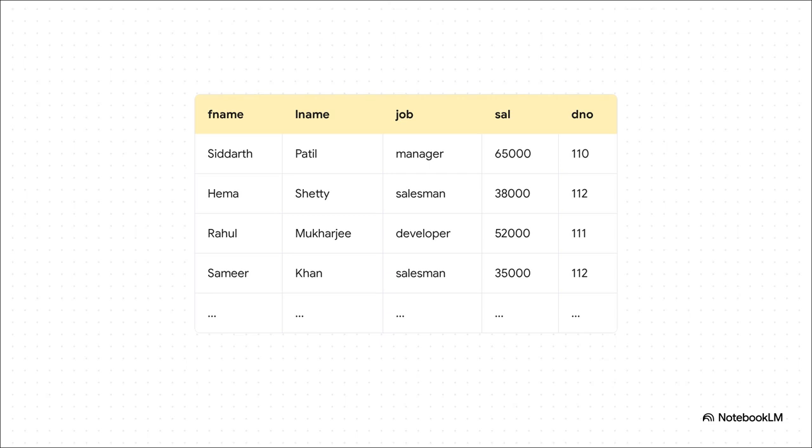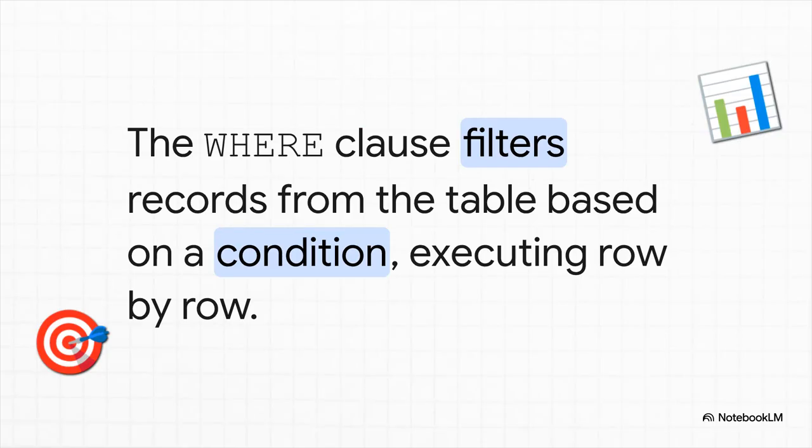It's useful, sure, but it's kind of like asking for one book and having the librarian hand you the whole shelf. It's often way more information than we actually need. The real magic happens when you add one more word, where. The where clause lets us filter the results based on any condition we want.